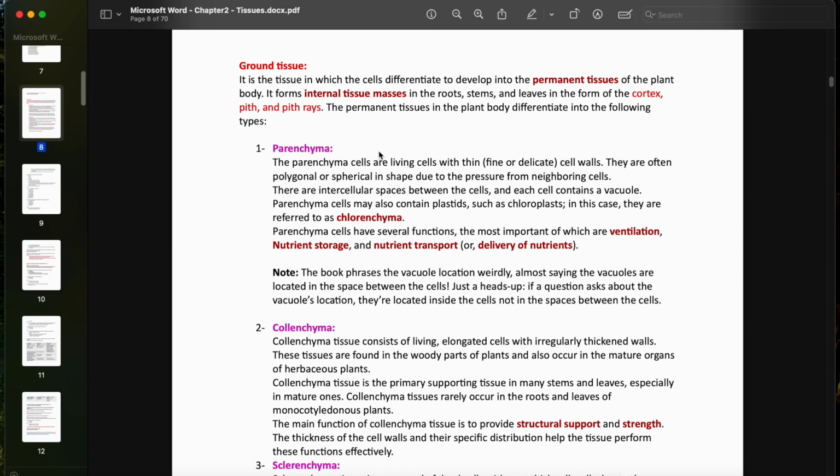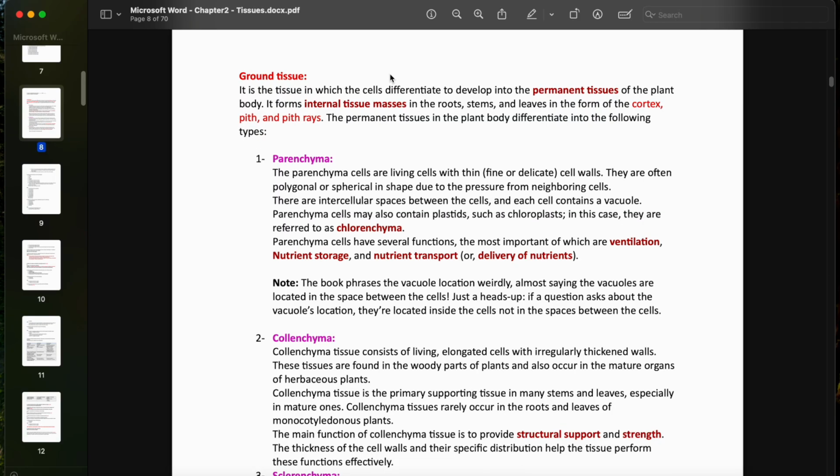Now we have the ground tissue. The ground tissue is the tissue in which cells differentiate to develop into the permanent tissues. We've discussed earlier that the permanent tissues originate from the meristematic tissues.